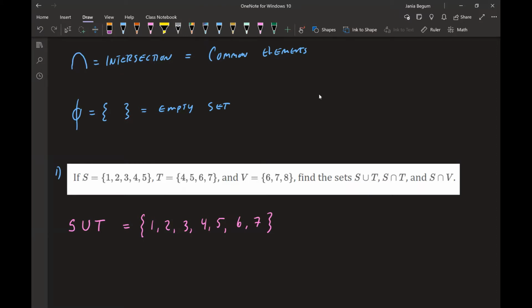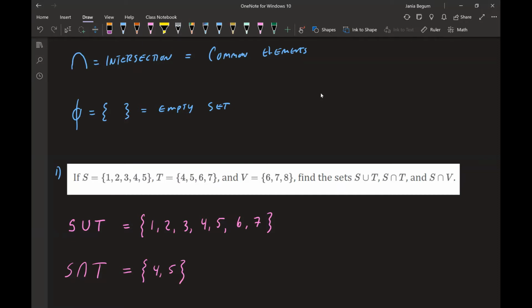Good. Now, what about S intersect T? Well, what does intersection mean? Well, intersect means what's in common. Okay. So S intersecting T would only be the list of elements that belong to S and T. So what are those elements? 4 and 5. 4 and 5 for S, and for T it is 4 and 5. So there we go. That's the set of the intersection. Any questions so far?